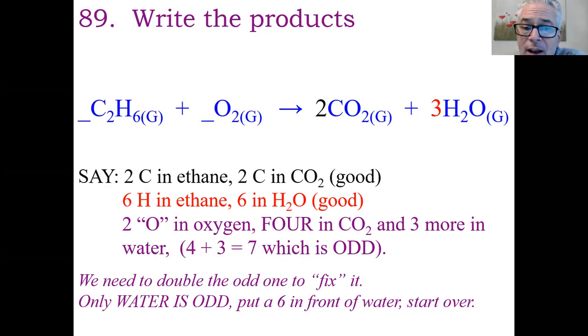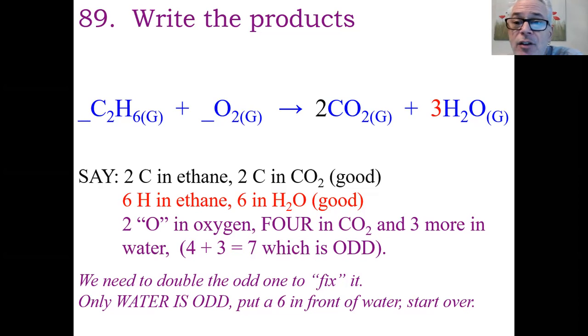Right? Now, in carbon dioxide, there's 4 oxygens, and then there's 3 more in water. 4 and 3 is 7. 7 is odd. Odd is not good. Now, we need to double the odd one, not all of the products, just the odd oxygen, and then we have to start over. This is kind of a pain in the neck now because we have to make the 3 H2Os, we have to double that to 6, which throws everything off, and then we have to keep going.